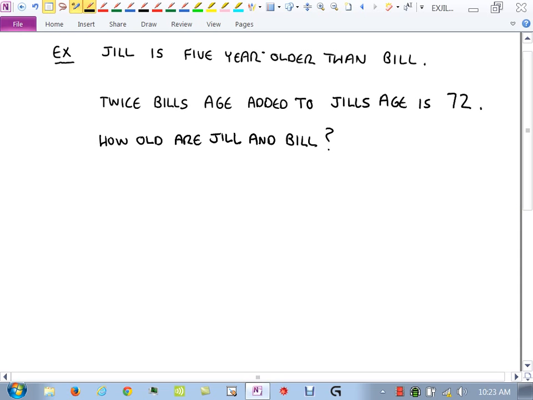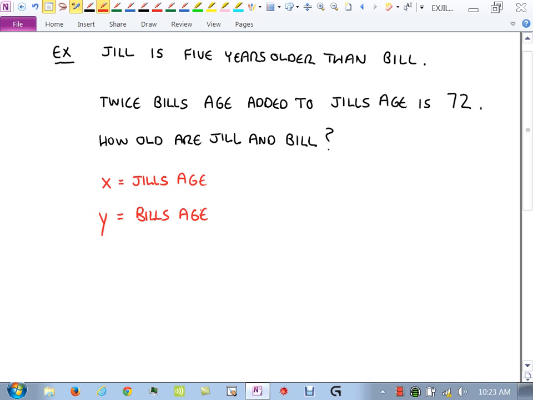That should say 5 years older than Bill, first sentence. Jill's 5 years older than Bill. Twice Bill's age added to Jill's age is 72. How old are they? Well, what we have here, believe it or not, is a system of linear equations. So let me help. First, there are two things we want to know, right? Jill's age and Bill's age. So let's let X be equal to Jill's age. Let's let Y be equal to Bill's age. Okay?